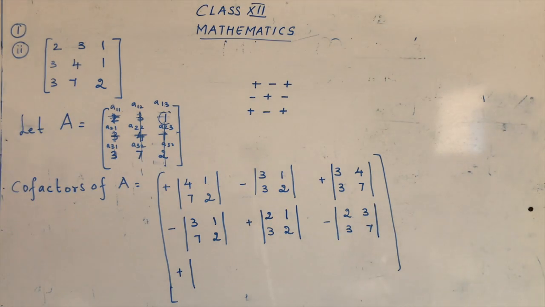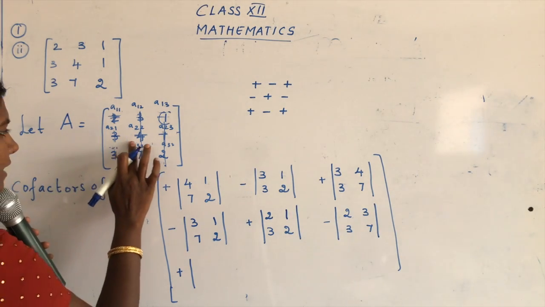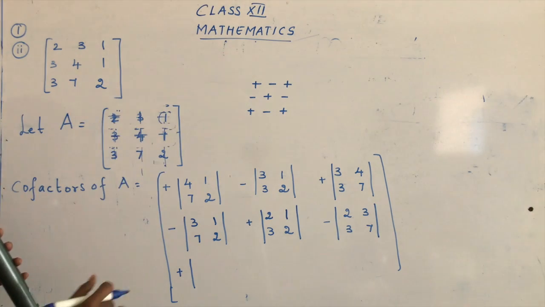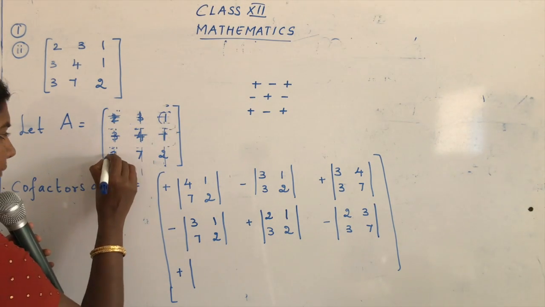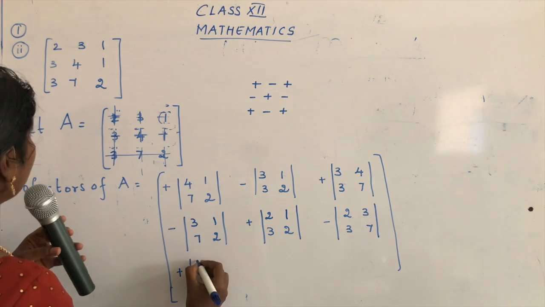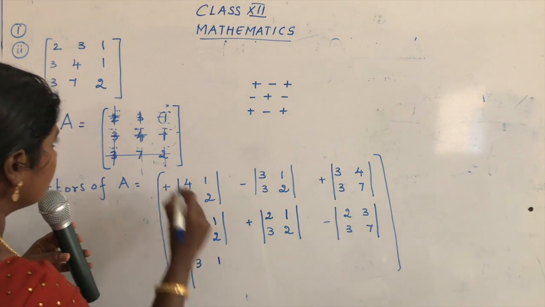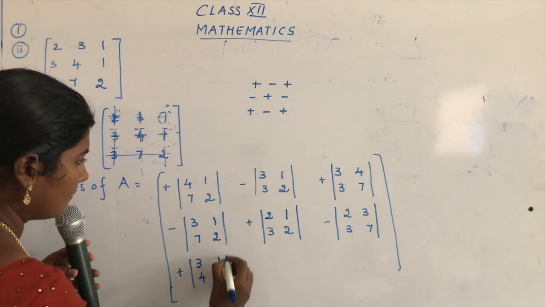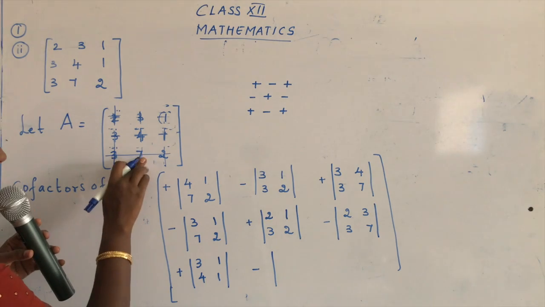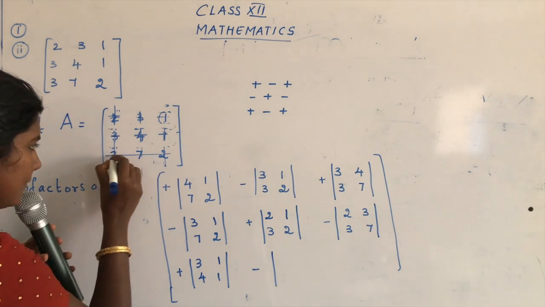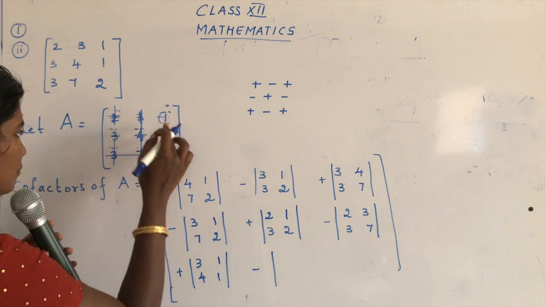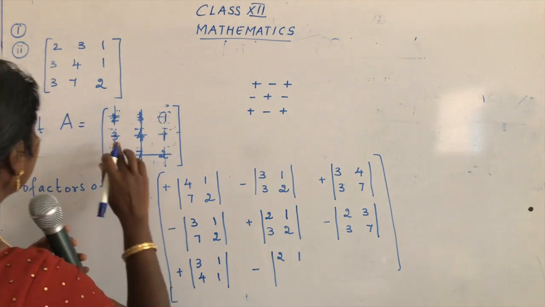So now we are going to focus on 3. Eliminate the row and eliminate the column. So now what's left? 3, 1, 4, 1. What is the next sign? It's minus. Now which number are we going to focus on? 7. Just eliminate that particular row and column. So what is left now? 2, 1, 3, 1.